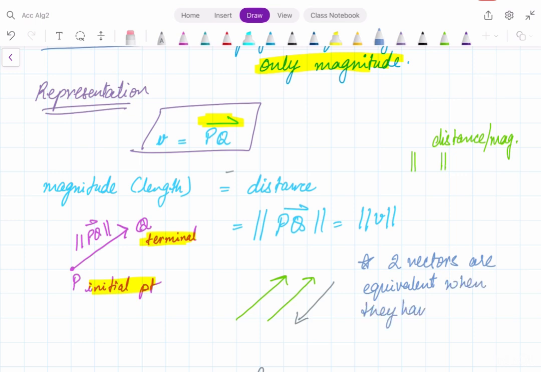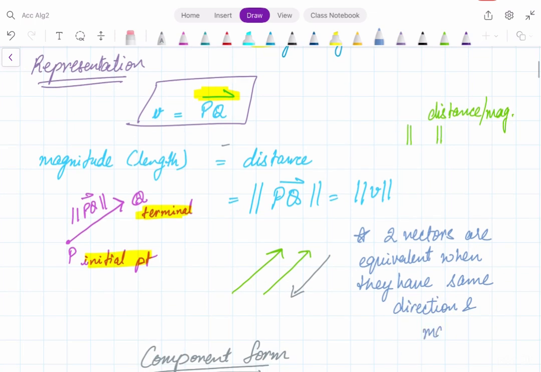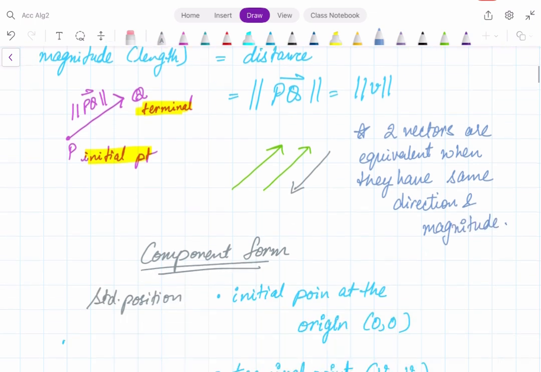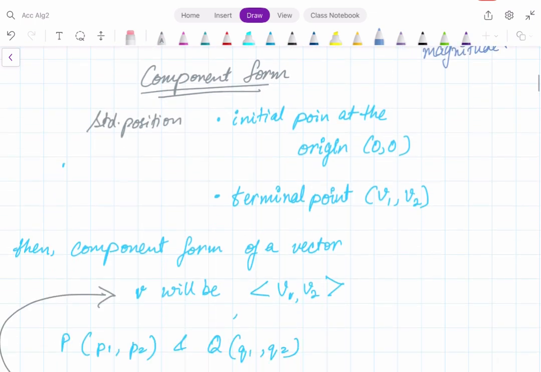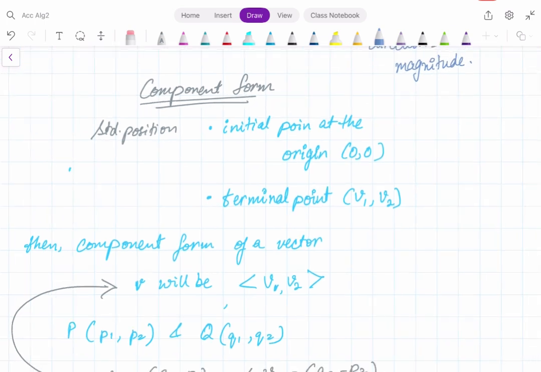Two vectors are the same or equivalent when they have the same distance and the same direction. The green arrows indicate that the vectors are going in the same direction and they have the same magnitude. Another key component: we talked about the initial and the terminal. In the standard position, the initial point is at the origin, right? And the terminal point is our destination.